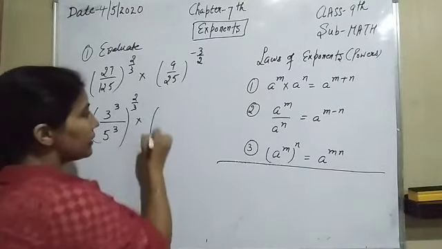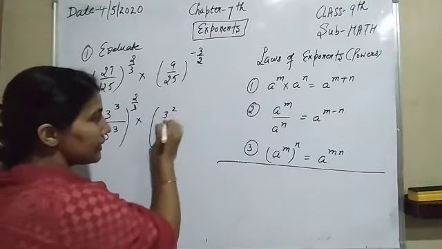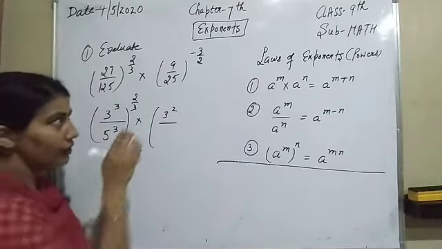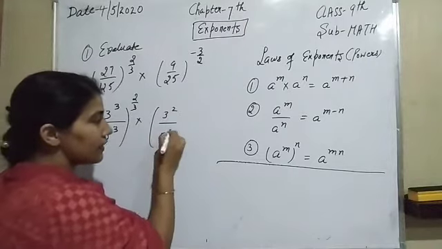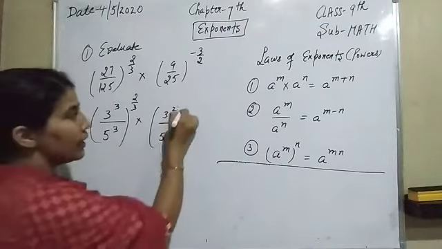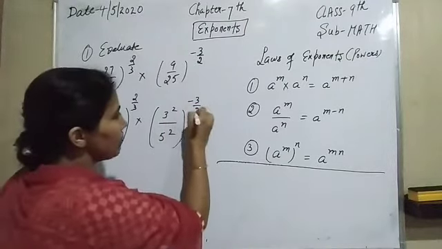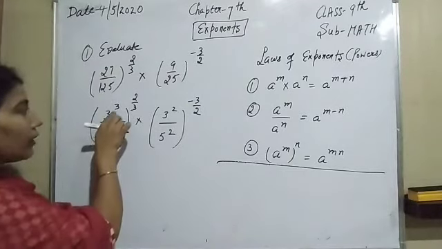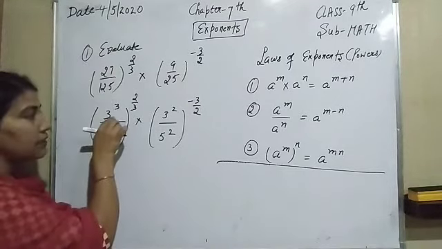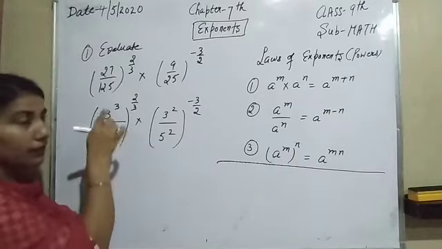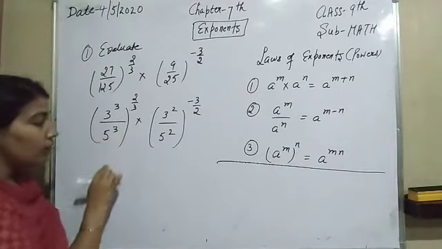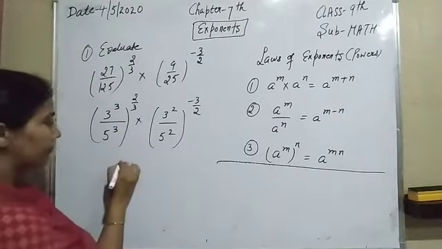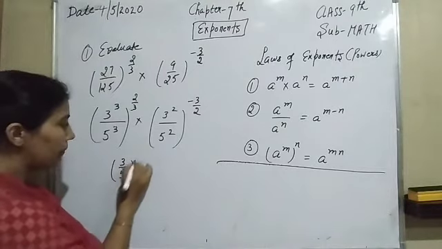Now on this side, 9. The prime factorization of 9 is 3 square. That means 3 multiply 3, and 25 is 5 square, 5 multiply 5. And on this side we have minus 3 by 2. Now whenever we have the powers in the numerator and in the denominator, and both are the same, then we make it only 1. We can write it as only 1 power.